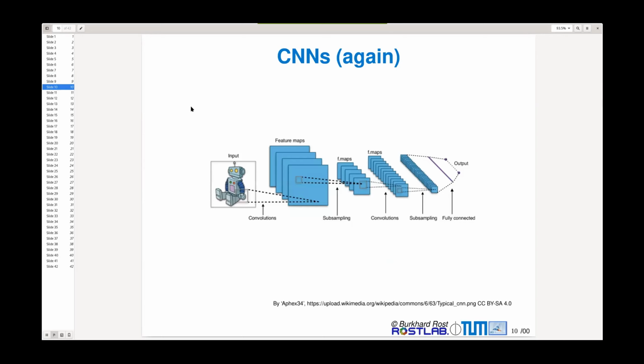So let's talk about CNNs. I think you got a short introduction into CNNs in the one-dimensional case, but here we're talking about 2D. So let's talk about the history of this just a little bit.